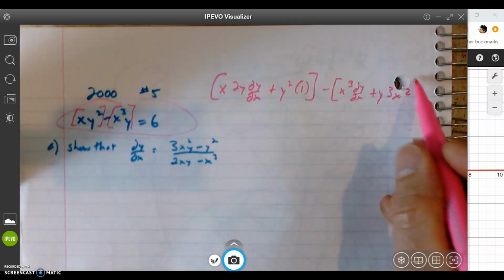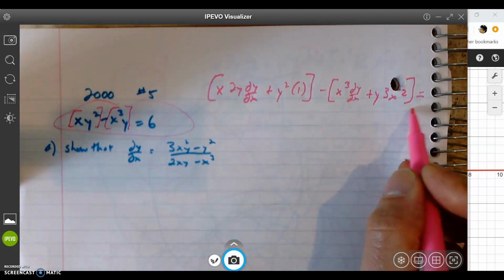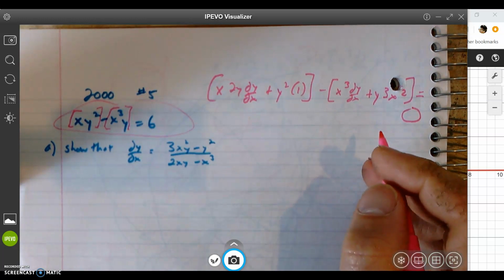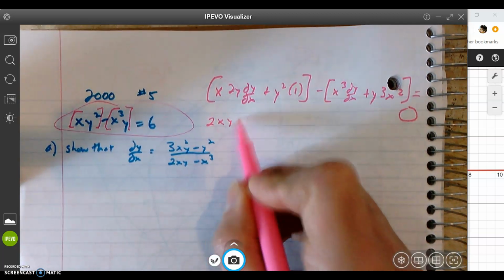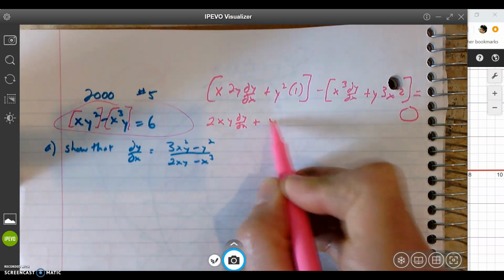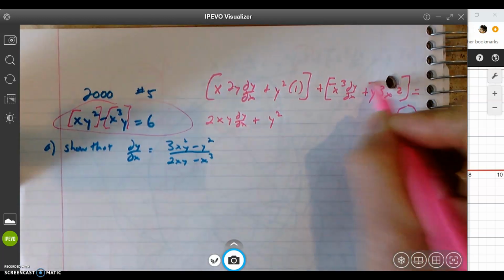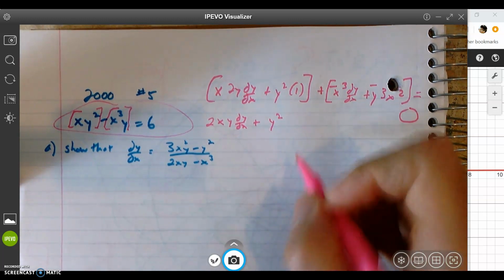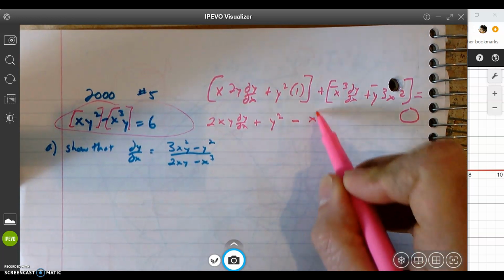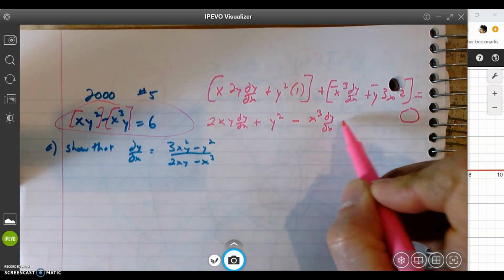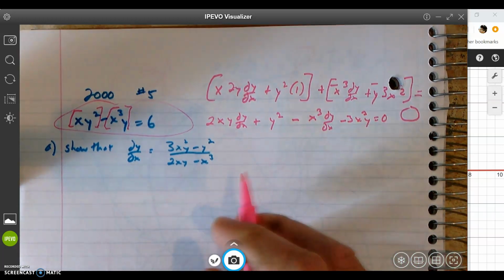So you see that one? Equals, running out of room here. What's the derivative of 6? That would be 0. The derivative of every constant is 0 because the slope is 0. All right, let's clean this thing up. We have 2xy dy dx plus y squared. Let's distribute this negative, shall we? So we have minus x to the third dy dx minus 3x squared y equals nothing. All right, there we go.